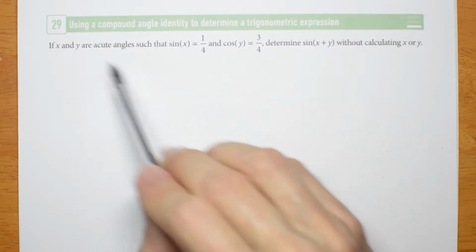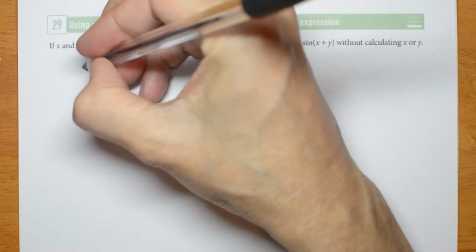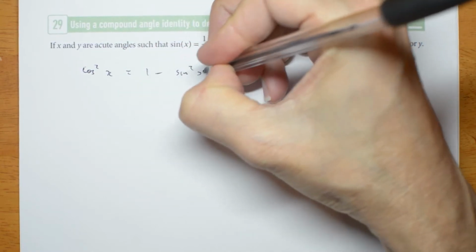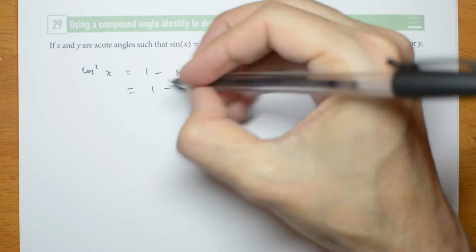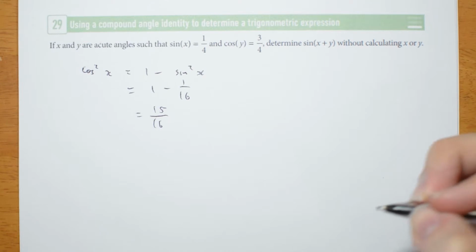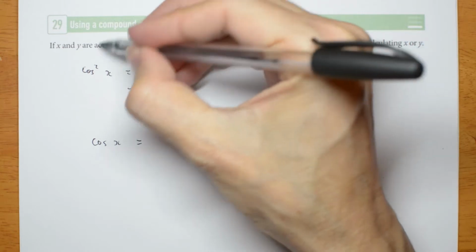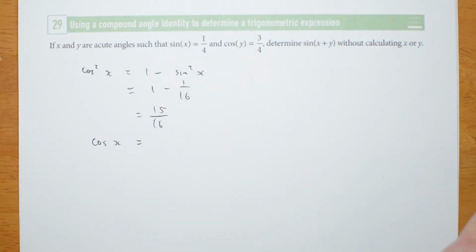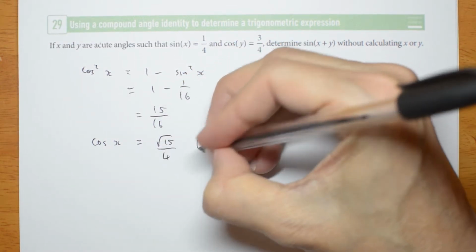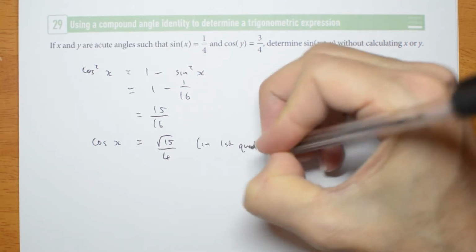We know they're in the first quadrant, and we're just going to use Pythagorean identities. So cos squared x is 1 minus sine squared x, which is 1 minus 1/16, which is 15 on 16, which means cos x, now normally it would be plus or minus, but in this case we know it's in the first quadrant. So it's root 15 on 4 in first quadrant. Whoops, I can't write quadrant.